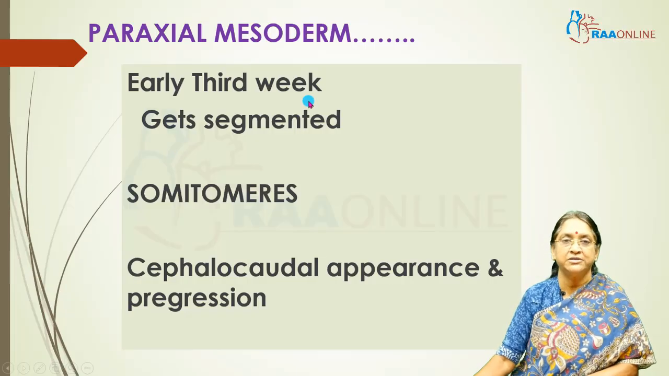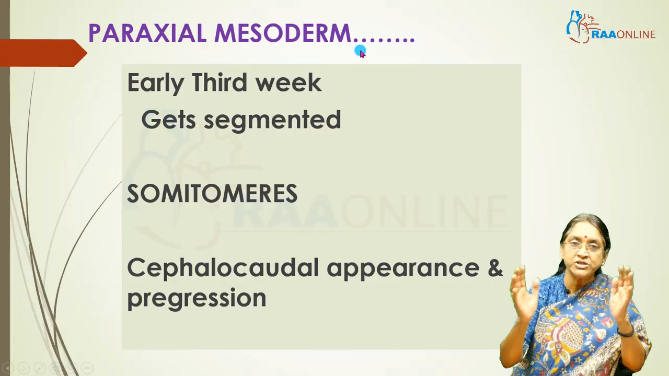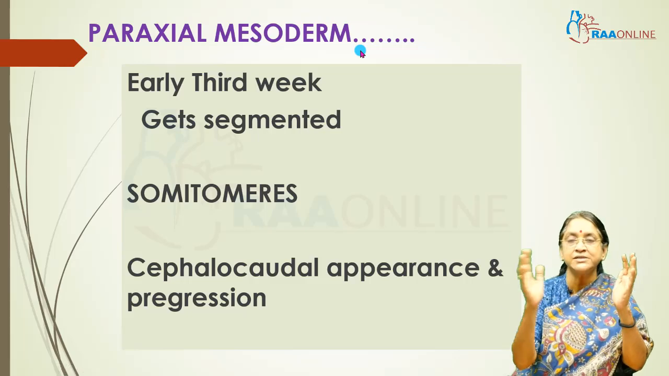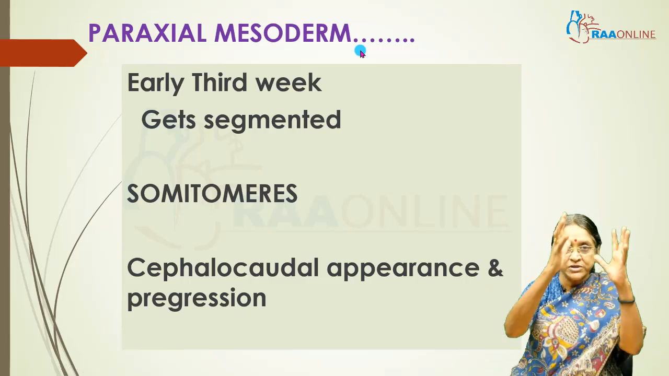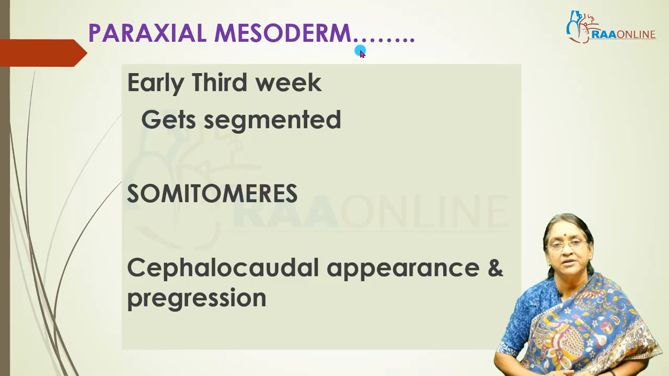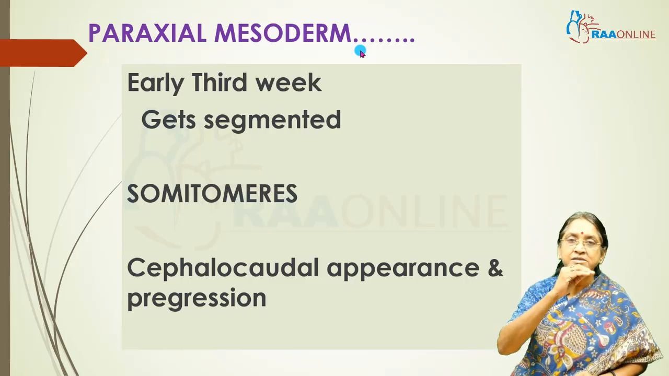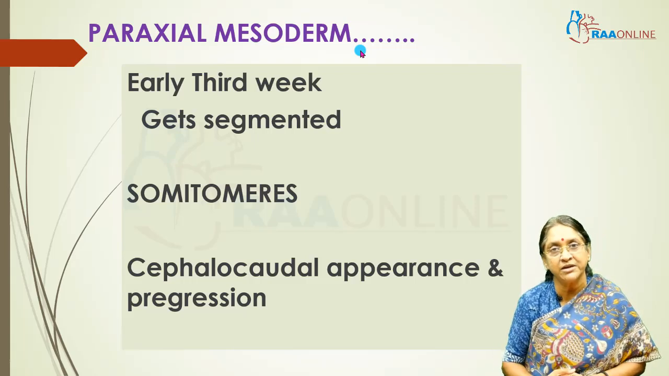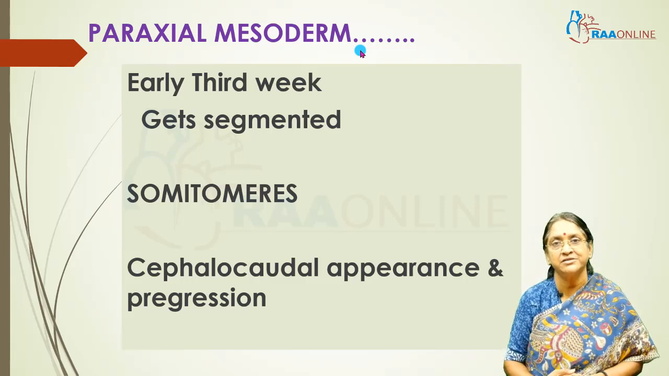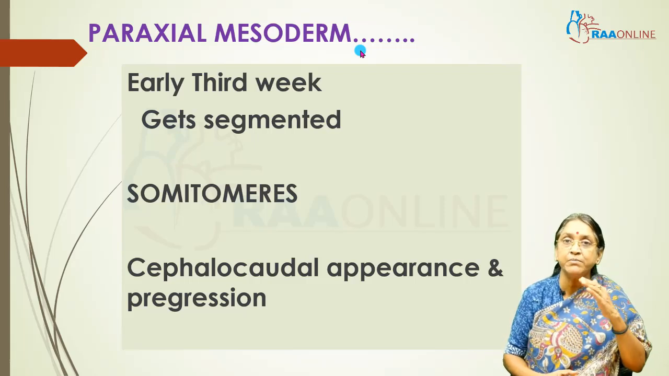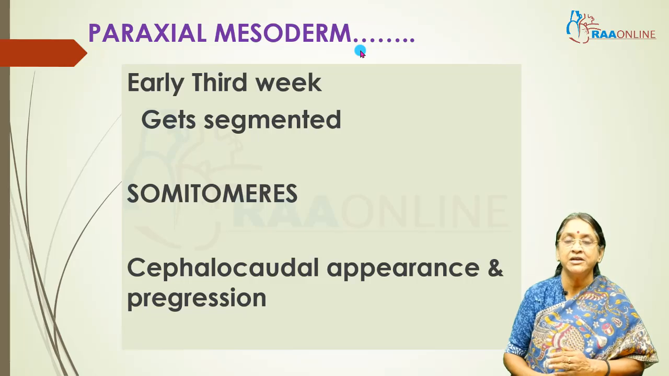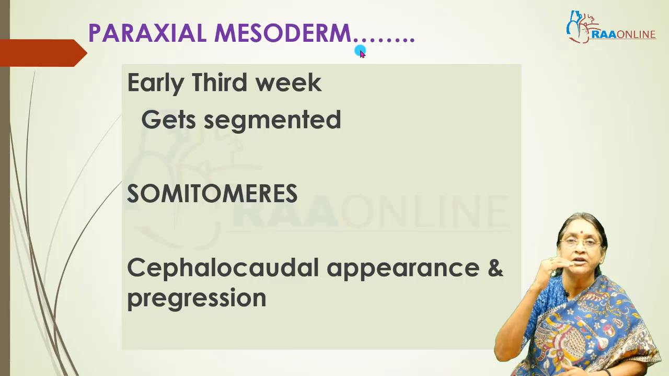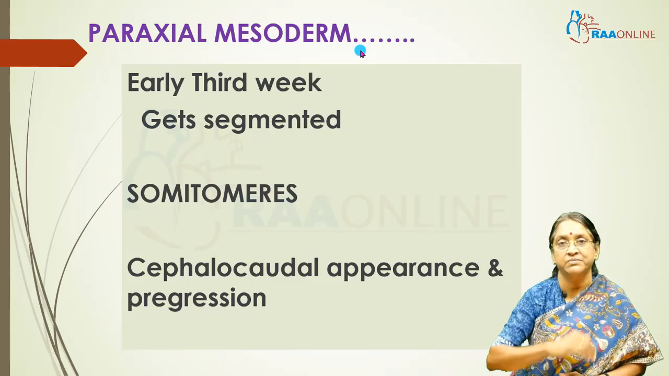Early in the third week, we find the paraxial mesoderm, which is a condensation on either side of the midline. Now, this is a condensed mass. This condensed mass undergoes segmentation. You know what segmentation means? Have a look at the earthworm. Its body is segmented. Similarly, the paraxial mesoderm undergoes segmentation.